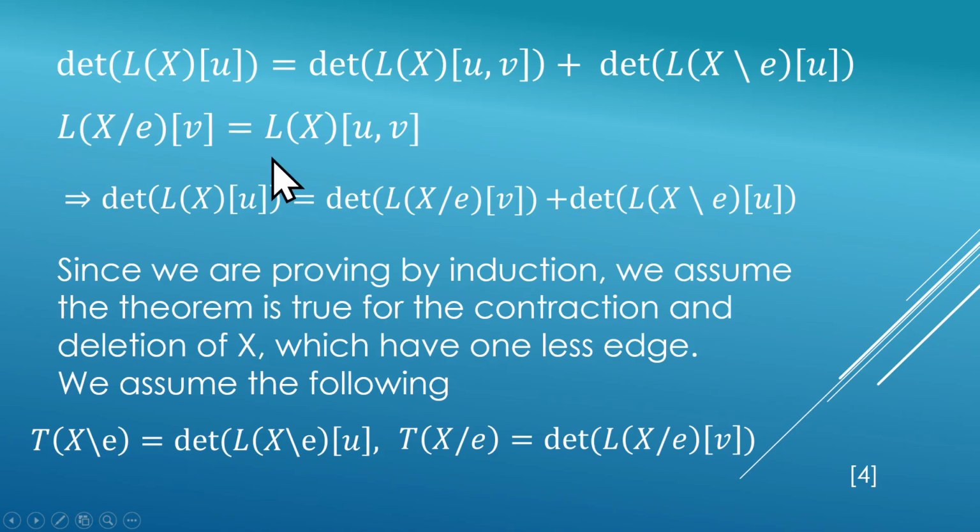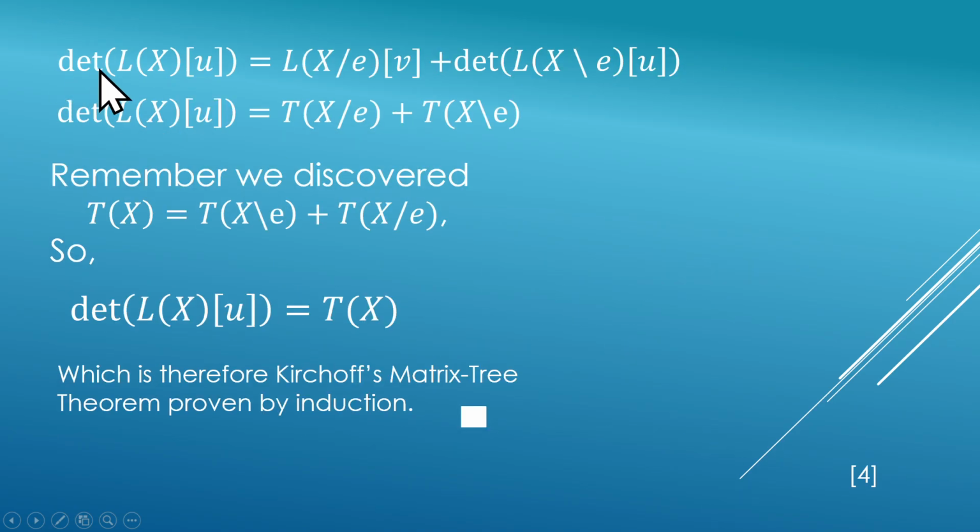So then here, we can reinsert that we've found now into our equation so that the determinant of the Laplacian deleting U is equal to the determinant of the Laplacian of x contract E delete V and the determinant of the Laplacian of x delete E and delete U. And so we're proving by induction, we assume that for this contraction and deletion that Kirchhoff's theorem is true. So we assume these things at the bottom here. And so that allows us to write that the determinant of the Laplacian delete U is equal to the total number of spanning trees in the contraction plus the total number of spanning trees in the deletion.